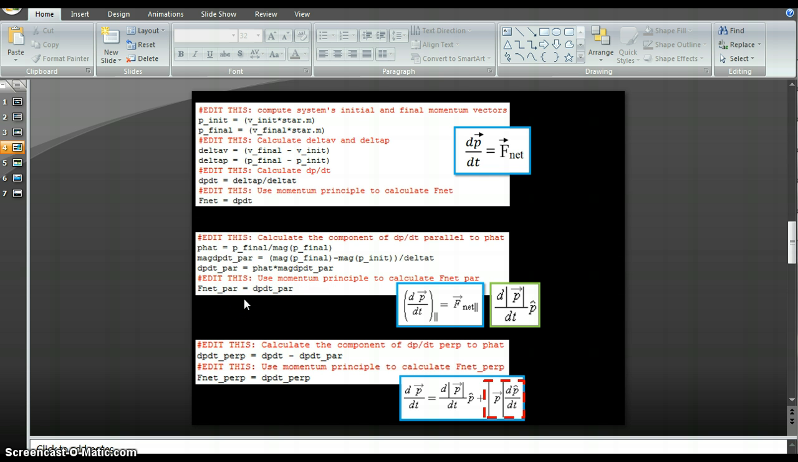And as you see, the F net parallel is equal to dp/dt parallel, and the same thing with your perpendicular component. dp/dt perpendicular is equal to your F net perpendicular, and that was calculated just by subtracting your parallel from your dp/dt, because that's what the equation says. And as you can see in the red dashed box in the bottom right here, that's how you calculate your perpendicular component.